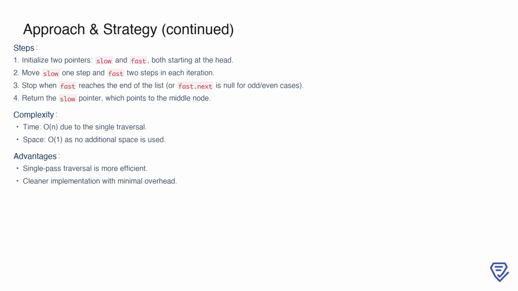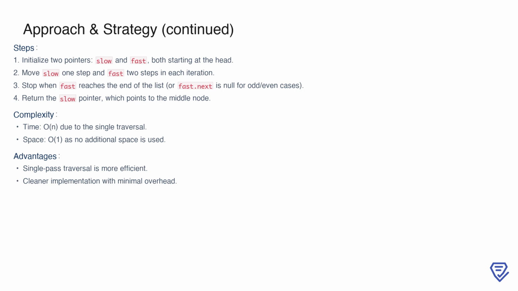In each iteration, the slow pointer moves 1 step forward, while the fast pointer moves 2 steps forward. The process continues until the fast pointer either reaches the end of the list or encounters a null next node, depending on whether the list has an odd or even length. At this point, the slow pointer will be pointing to the middle node, which we can simply return.